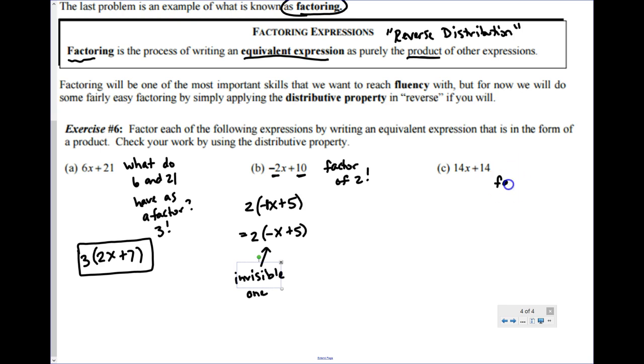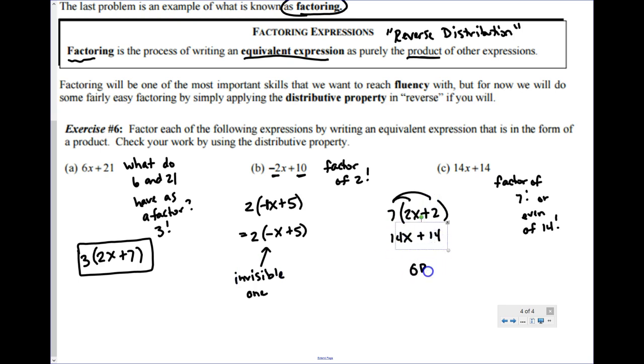Okay, hopefully you see that they both share a factor of 7 or even a factor of 14. So I could do this 2 ways. I could take out a 7 and say that this is 7 times 2x plus 2, because if I distribute, I get 14x plus 14. Or I could just take the 14 and say x plus 1, because 14 times x is 14x. 14 is 1 times 14. So really, there are two answers here. Right? This answer and this answer.